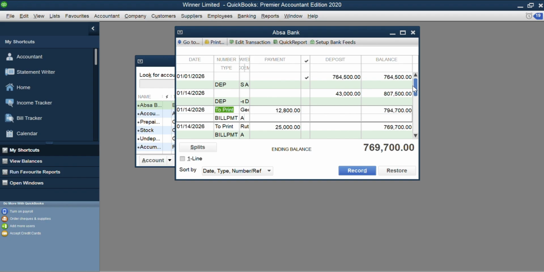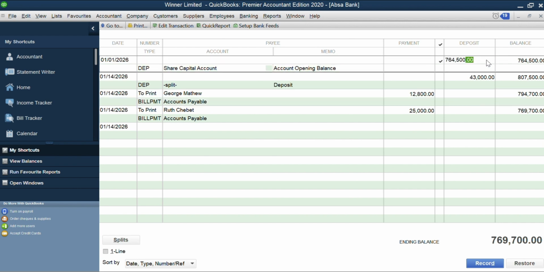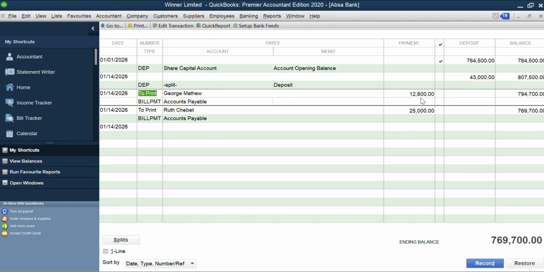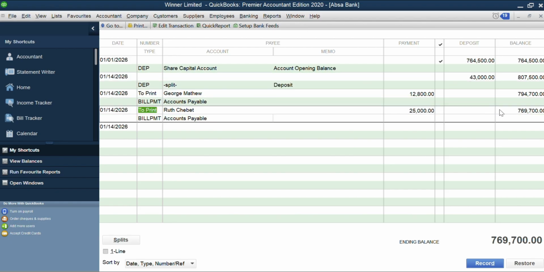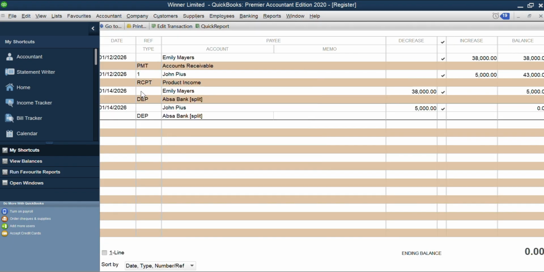What you can see here is the Absa Bank ledger. Let me maximize it so that you can see. There is the opening balance, and also the deposit that we received from the customers who paid us. The deposits come from money paid by customers, and what you can see on your left side is money that we paid to suppliers.